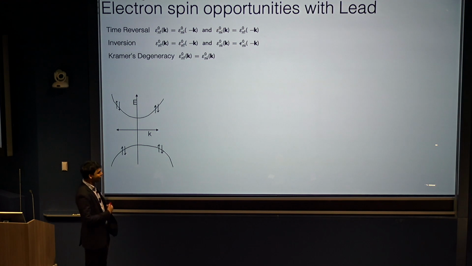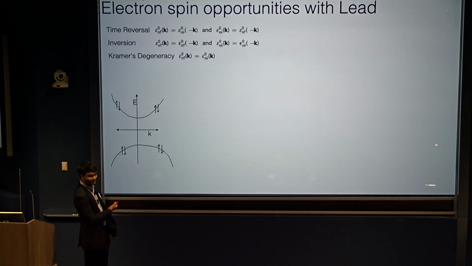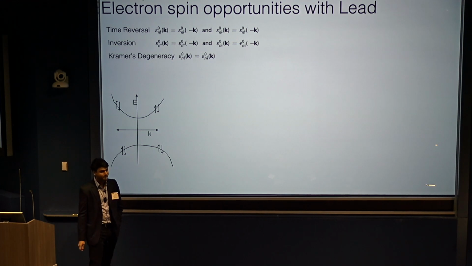So essentially, all your eigenstates have a spin up and spin down of the same energy. And this is kind of annoying because this means that you can't really do useful stuff with spin in spin degenerate semiconductors because your eigenstates are spin depolarized.